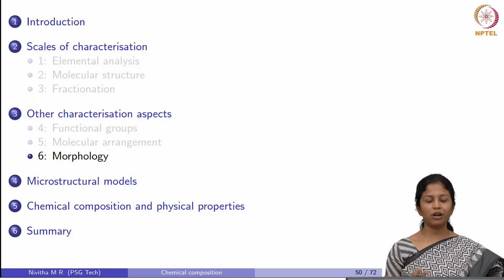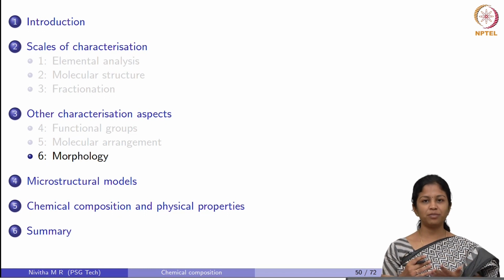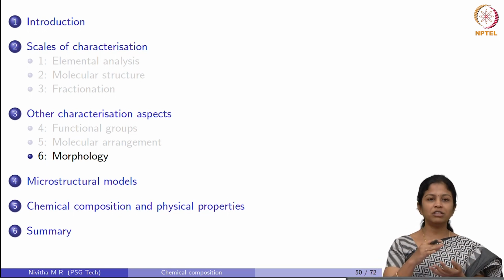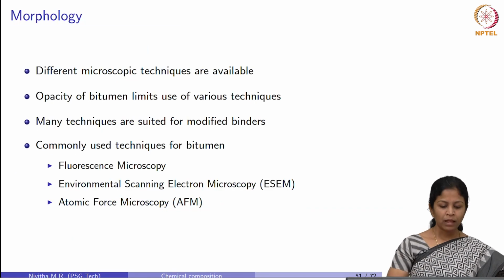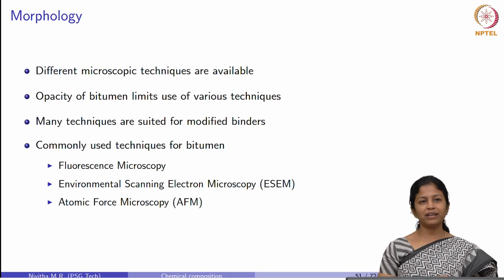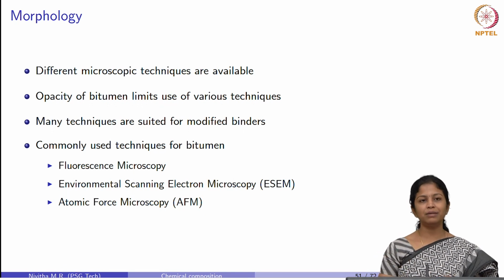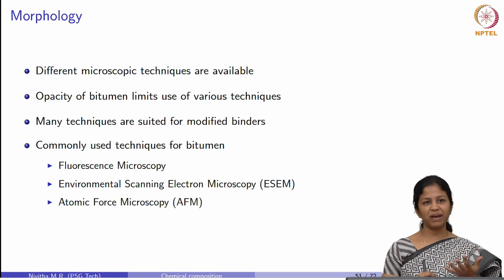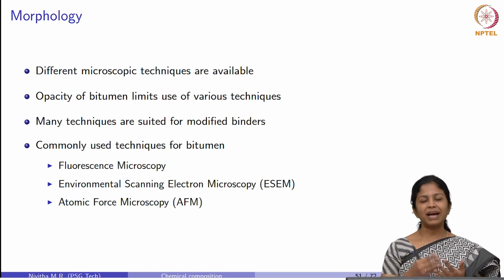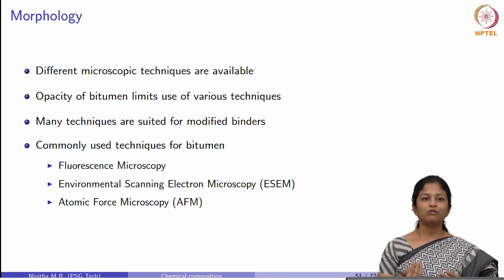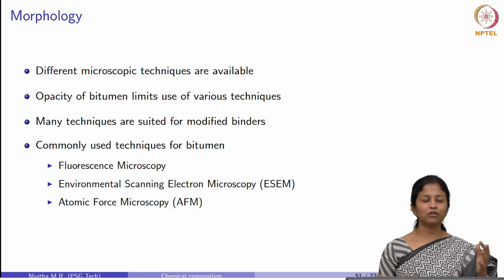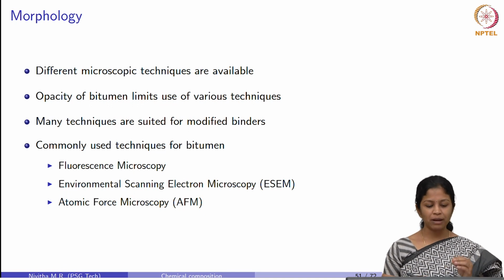So, what does morphology mean? Morphology gives us information about the surface, how this surface is composed. The use of microscopic techniques has not been very successful in the case of bitumen. There are many microscopic techniques available, but the limitation here is that bitumen is opaque. It is completely black. It does not allow light to pass through it. Because of this, many of the microscopic techniques cannot be used for bitumen.